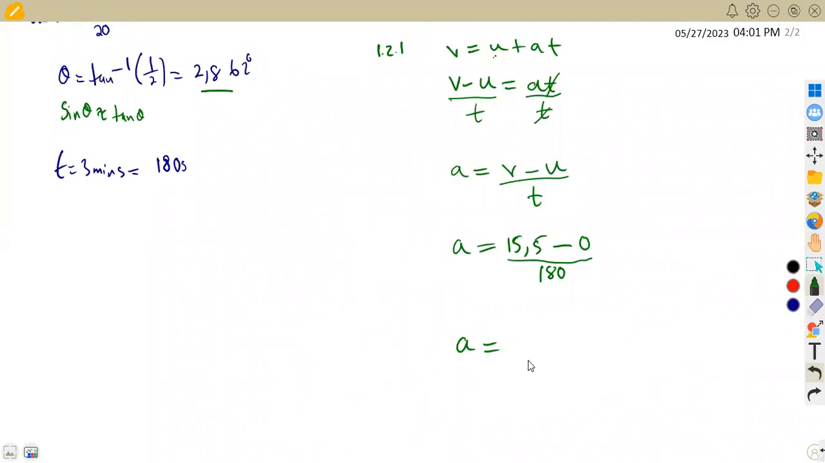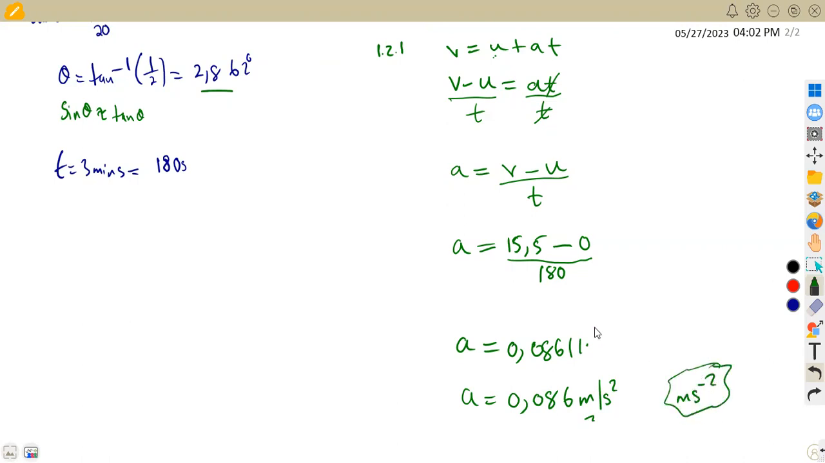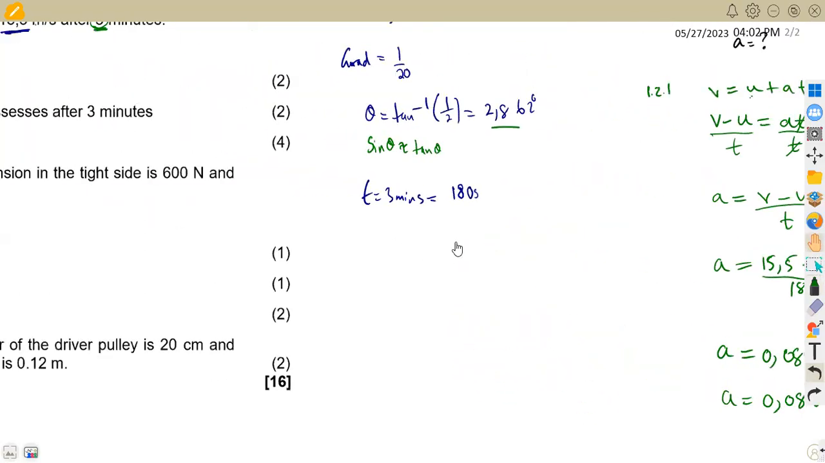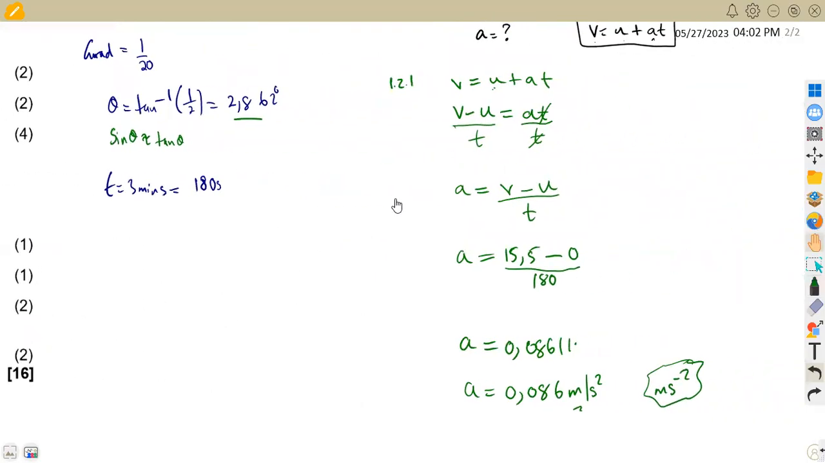If you substitute your values properly, you're going to obtain something like 0.086111 and so on. So to 3 decimal places, this is going to be 0.086. Remember, acceleration is measured in meters per square second, or you can write it as m/s² in this format. Any way of writing it, it's still one and the same thing. So this is what we obtained from the formula and the information that we are given.